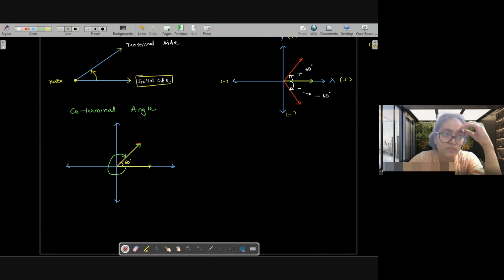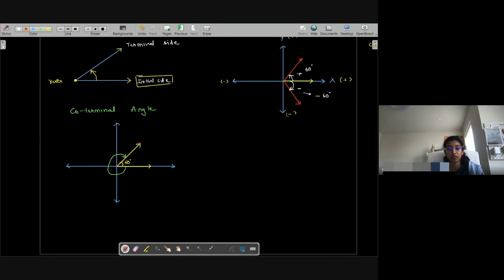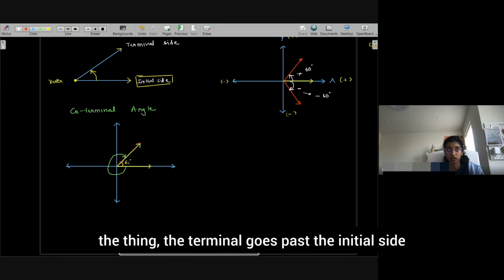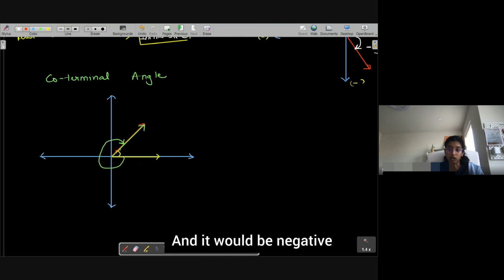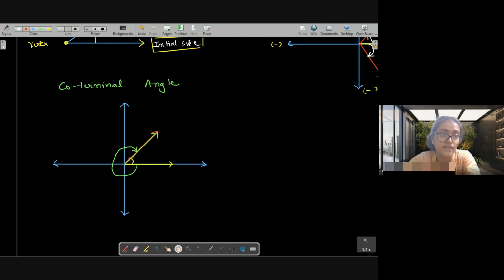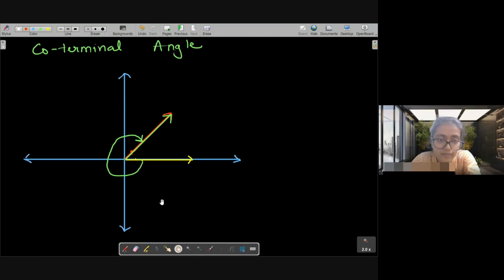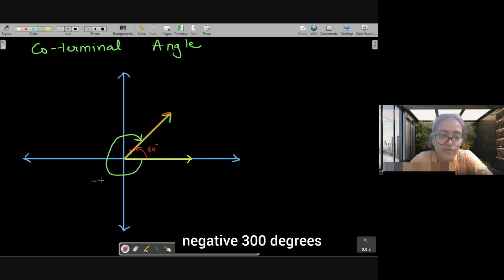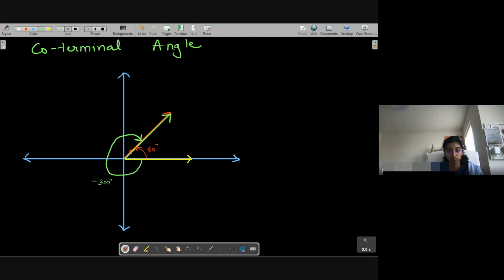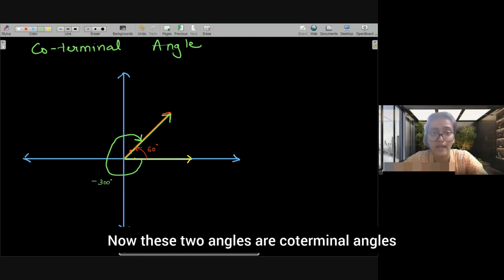I have a question. Let's say the terminal side goes past the initial side. Then would it be above 360, and it would be negative? Yes, it will be more than 360, depending on how many extra degrees you have moved. It will be negative and more than 360. So this one is 60 and the green one is negative 300 degrees. Now these two angles are coterminal angles.